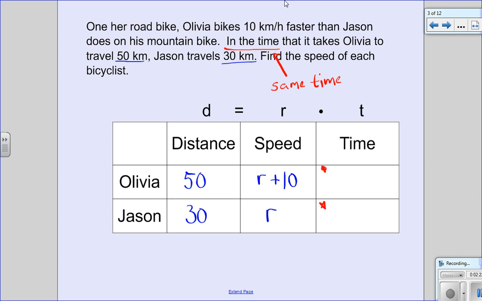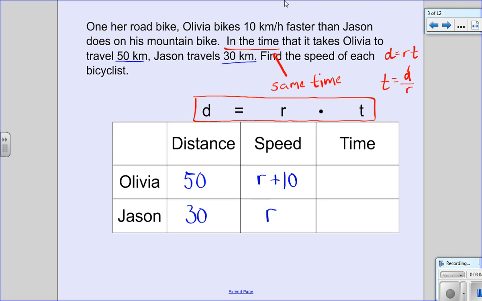In order to be able to do that, we use our distance formula. So let's figure out what their times are, but we have to do that in relationship between their rates and their distance. So if D equals R times T, then time must be equal to D over R. And you find that out by dividing each side of the equation by R. So if the time is always the distance over the rate, we can figure out a little expression for their times for both Olivia and Jason.